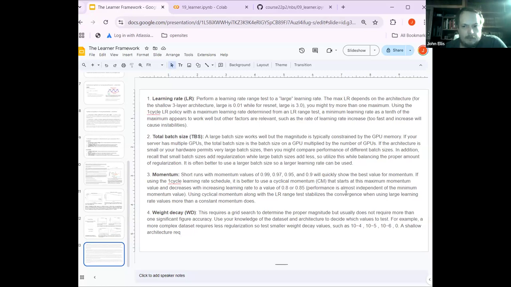And then finally, weight decay requires a grid search for a magnitude of this. And this does involve your own knowledge of the data set and which to test.